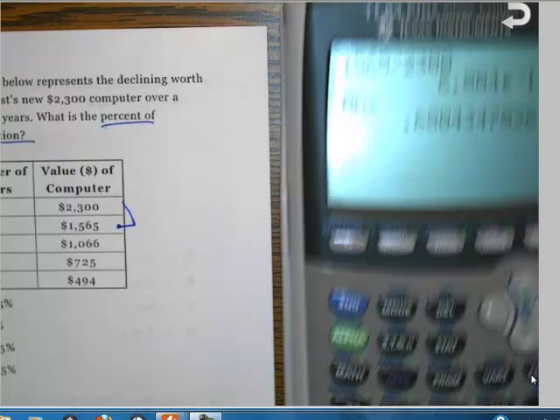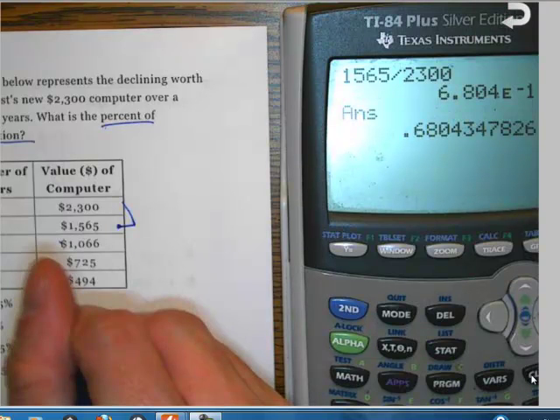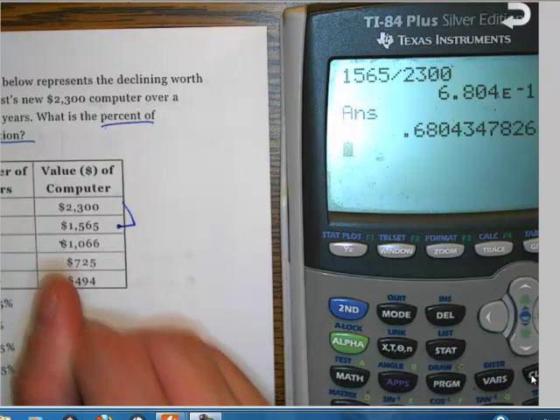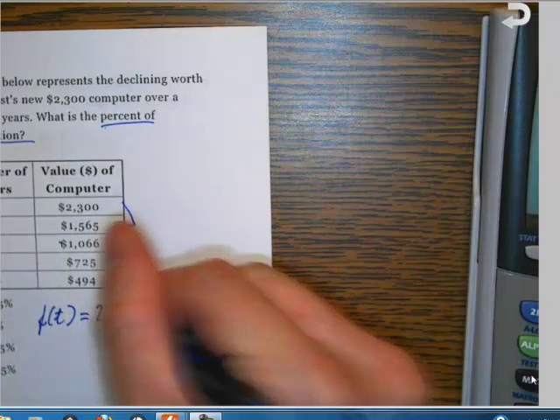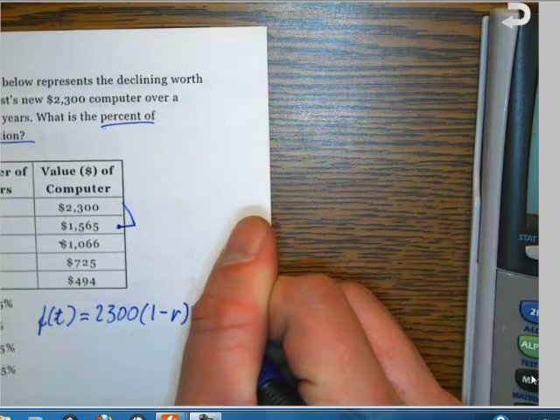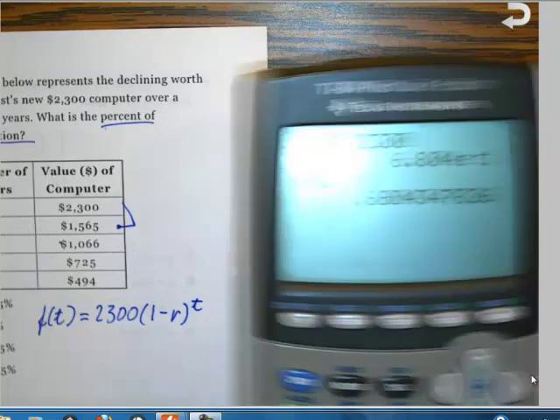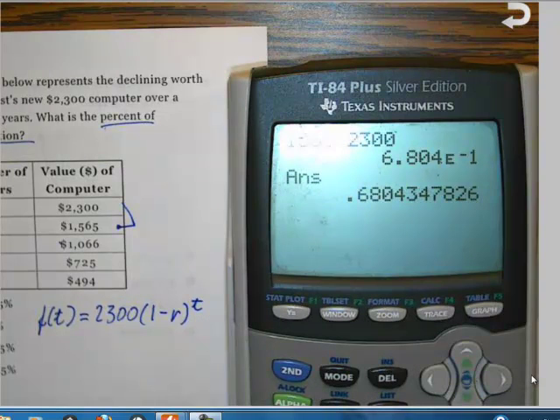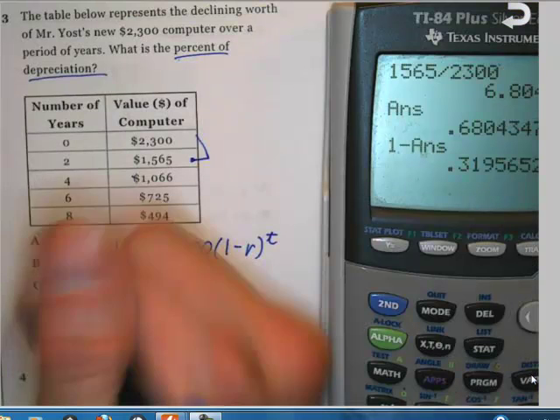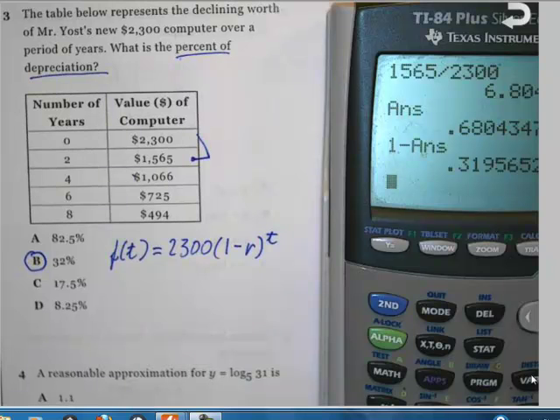which is to say that you're looking for your rate. So this is actually going to be, your function with respect to time is actually going to be 2300 times 1 minus a rate set to the power of the time. Now, to get to 68, well, we just say, okay, what's 1 minus that previous answer? And you get 31.9, which is about 32%. So it required you to know, hey, you have to subtract 1 from it, and you have to be able to round.